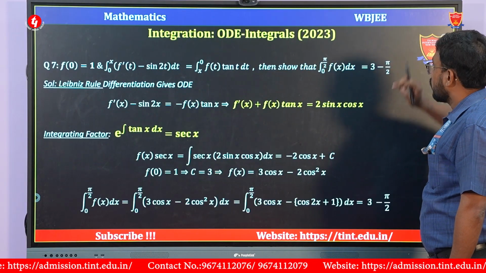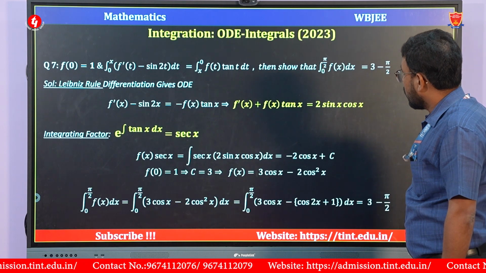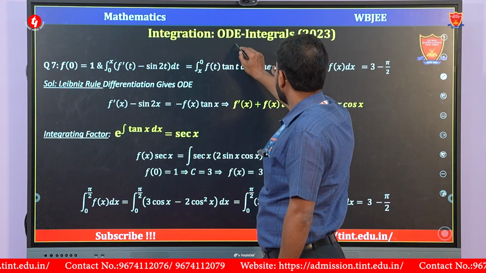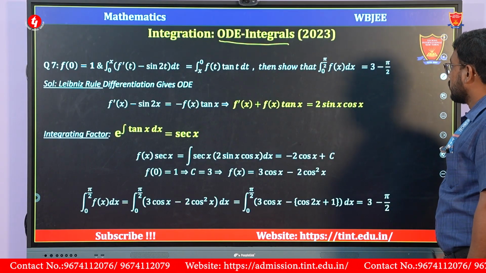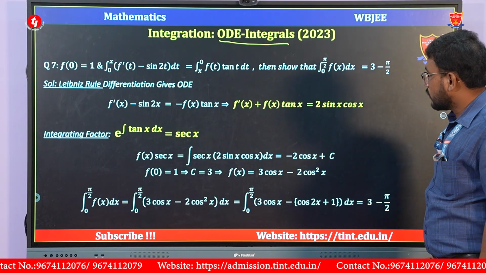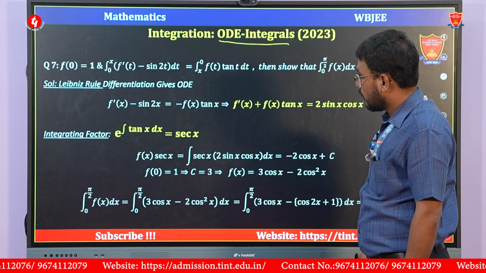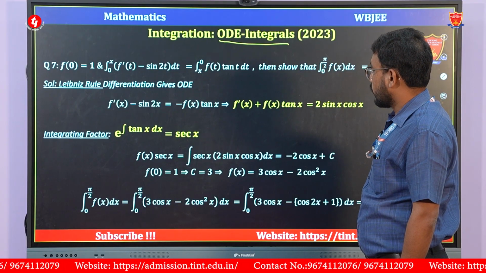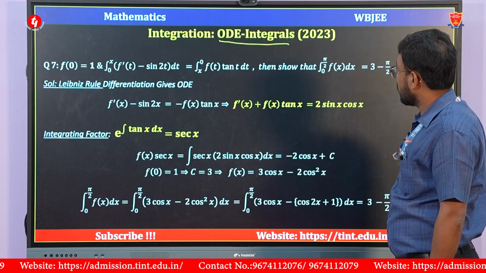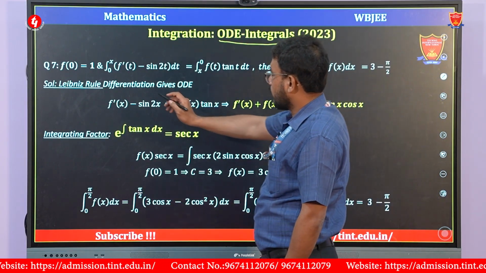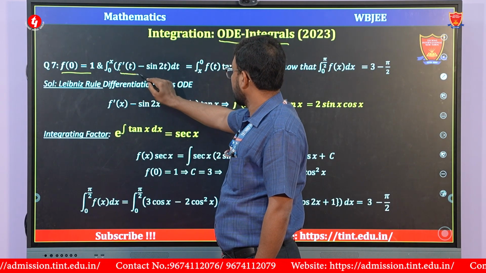Now, next one, ODE, that is ordinary differential equation and integral both. How to apply both these two concepts using the given problem. Now, we have to solve this problem using the condition of ordinary differential equation with integral. What is the given problem? Given f of 0 is 1 and integral 0 to x of this one.